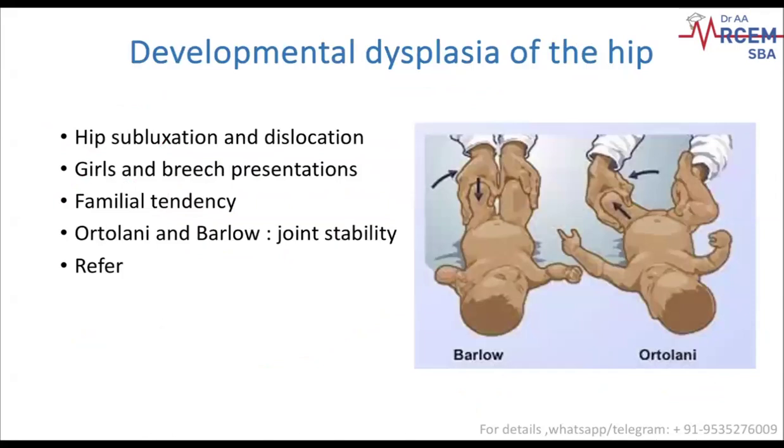First thing, developmental dysplasia of the hip. It is usually seen in newborns. In newborns, a screening for developmental dysplasia of the hip is done by the pediatrician. How is the screening done? By doing a Barlow test.